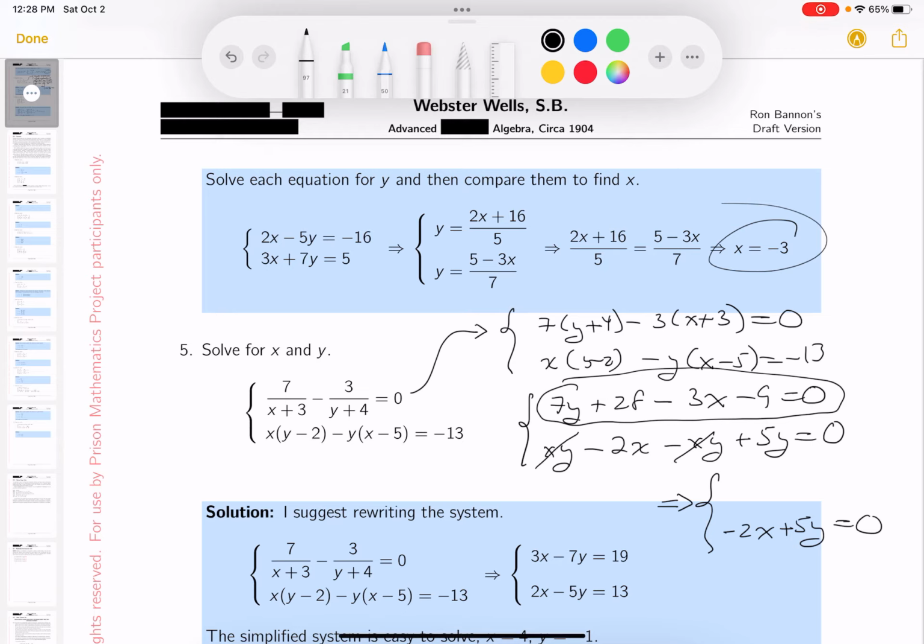So I'm going to write down minus 3x plus 7y equals, well, let's see, 28 minus 9 is going to be 19. So it's going to be minus 19 now. All right? So what am I going to do now? I'm looking for an elimination because I like elimination.